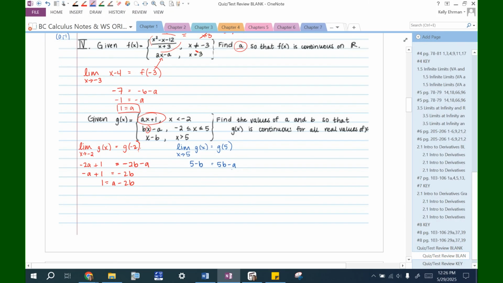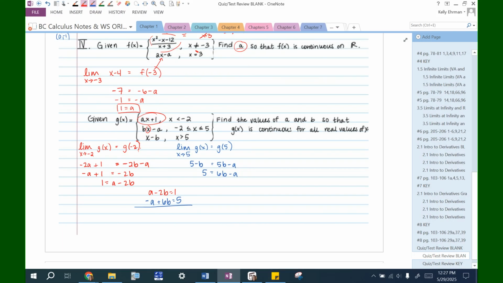And then we can combine this a little bit. So we can add b over to this side. So 5 equals 6b minus a. And I think we can do a nice little system of equations here. So let's see. A minus 2b equals 1. You could also use substitution. I'm just noticing I've got an a and a negative a the way I rearranged things.